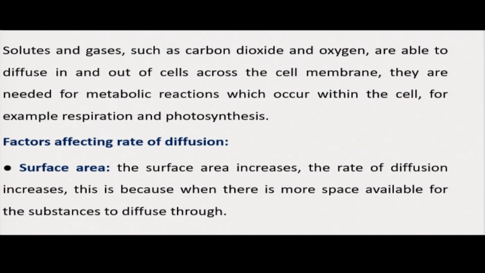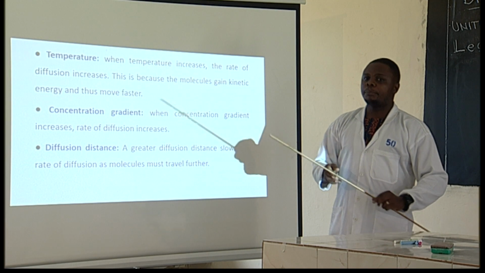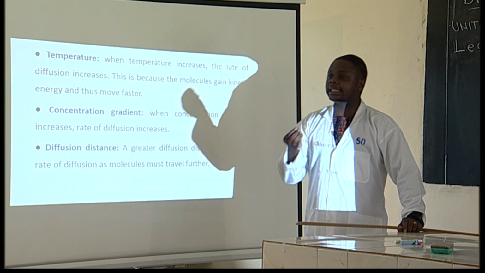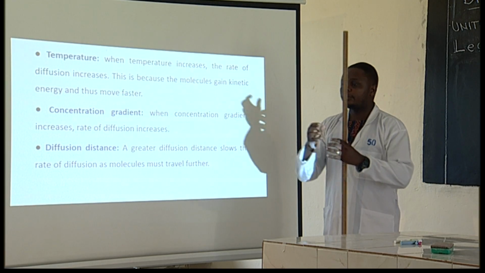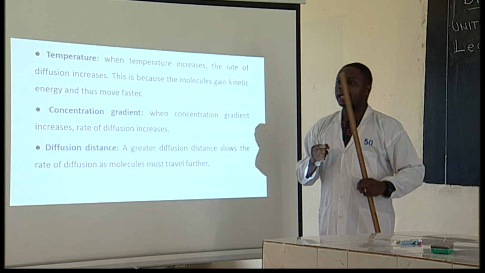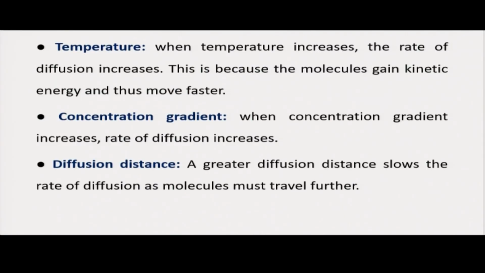Another point is temperature. Temperature is another factor which affects the rate of diffusion. When temperature is high, particles gain kinetic energy. When they gain kinetic energy, they move very fast. And when they move very fast, that means the rate of diffusion is high.